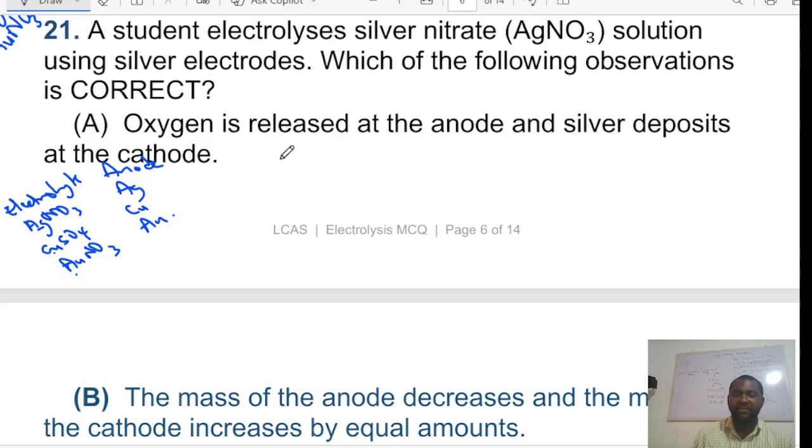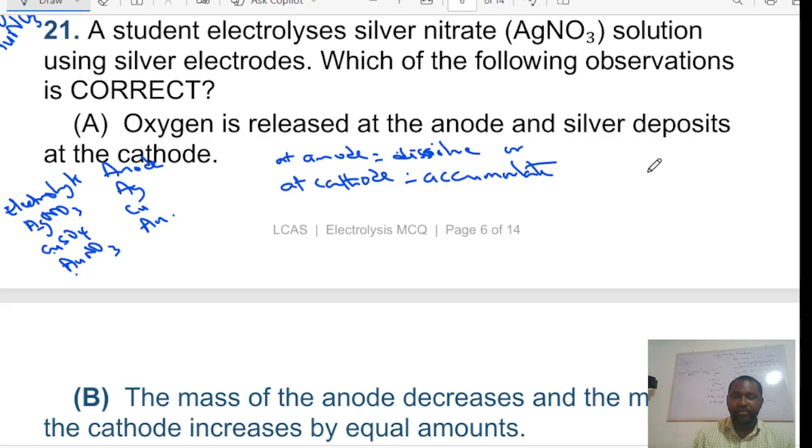What you will observe is that the anode will dissolve, or you can say reduce in mass. Then the cathode accumulates; the cathode will accumulate or increase in mass. Okay, so let's see the options here.